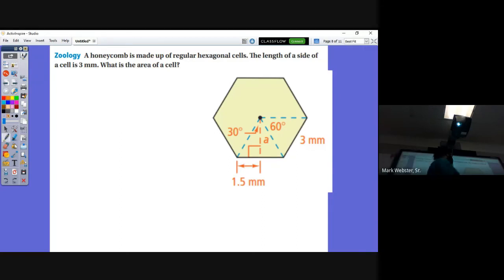Because if I go through, just like we did in the very beginning, we can find the angles. 360 divided by 6 gives us 60 here. This angle is 30. So we've got a 30, 60, 90 triangle. Remember, if we want to find a 30, 60, 90 triangle's other pieces, from the small one to the medium one, we just multiply by radical 3.